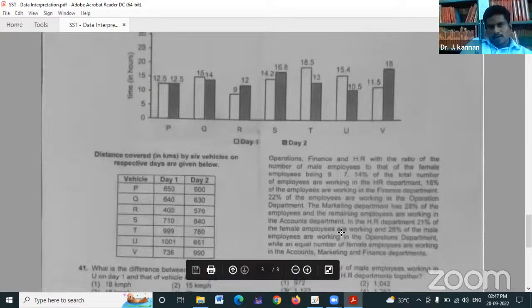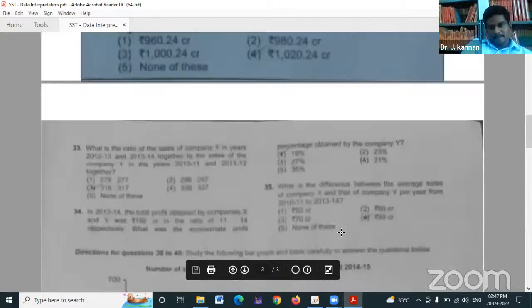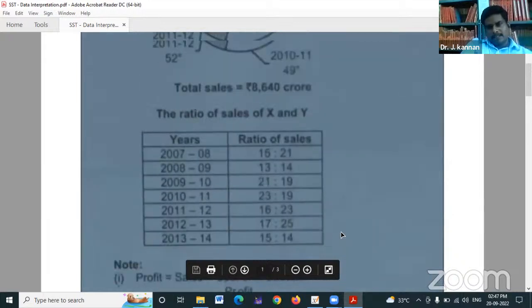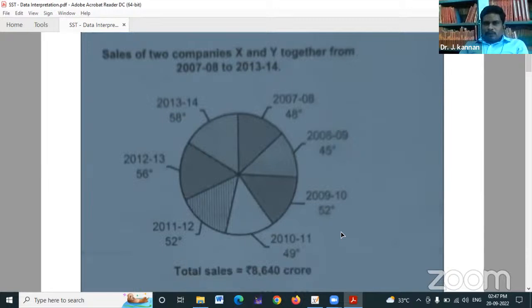And now we move to the pie chart, the final stage. We are observing the diagram, and after that we will discuss the problem. Sales of two companies X and Y together from 2007-08 to 2013-14: 7 to 8, 8 to 9, 9 to 10, 10 to 11, 11 to 12, 12 to 13, 13 to 14. All the years have sales of two companies X and Y together.